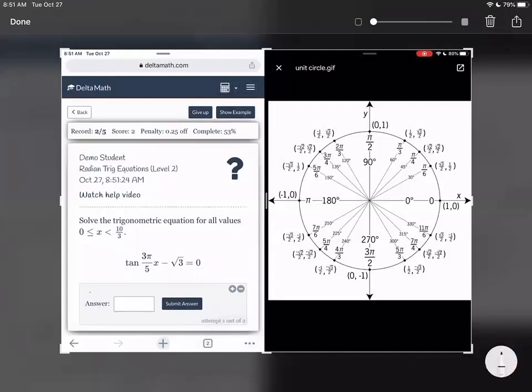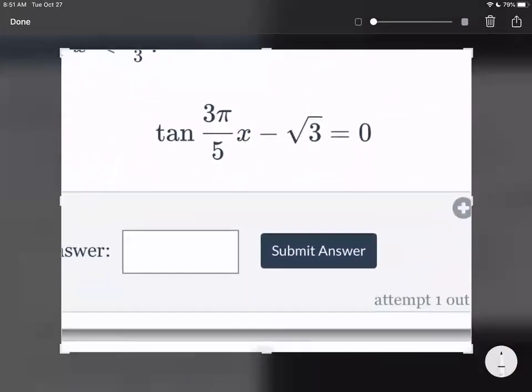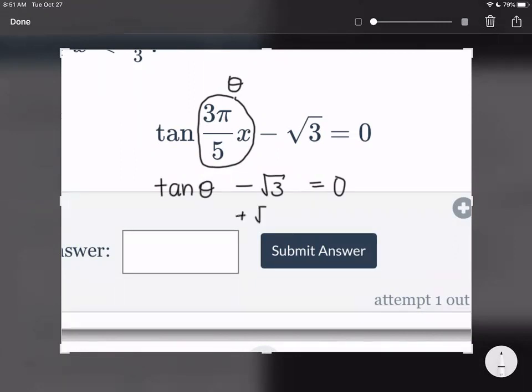So we have this crazy looking tangent. And so remember, if this thing looks far too crazy for you, just replace this with theta. So we have tangent theta minus radical 3 equals 0. And so let's get the tangent theta by itself. So what we can do is add radical 3 to both sides. And we'll just get tangent theta is equal to radical 3.